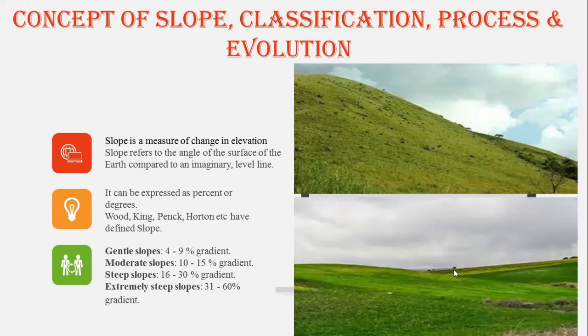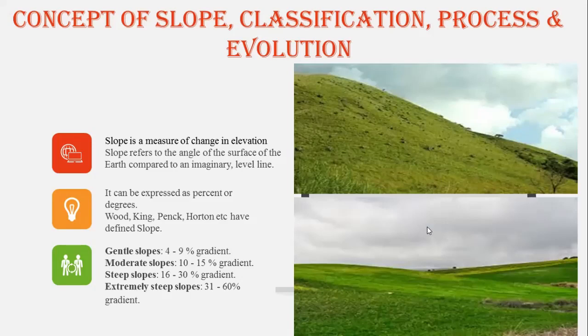So what is basically slope that we have to understand? See over here, this land surface is sloping down. If you draw an imaginary line of the earth's surface over here, then the slope will refer to the angle. The angle that this elevated land is making with that particular imaginary line is called the slope.